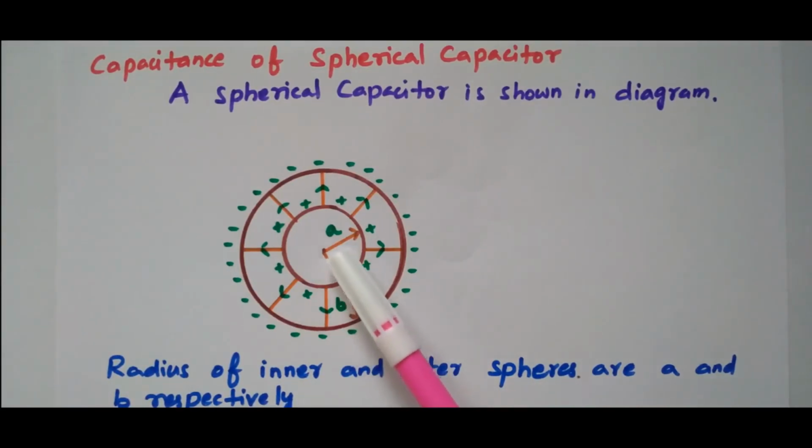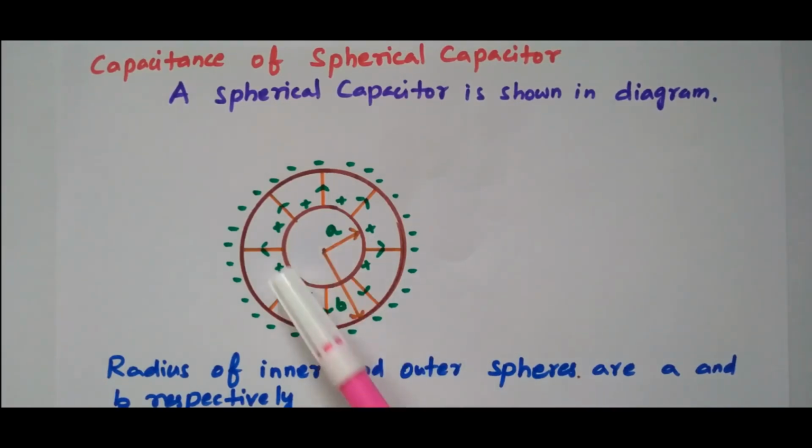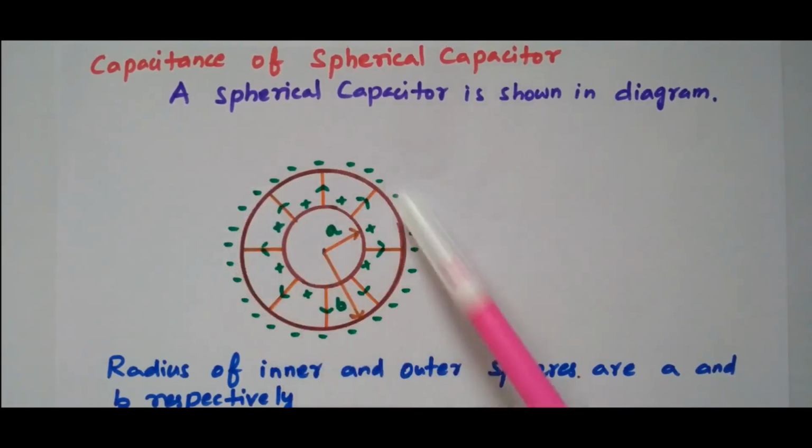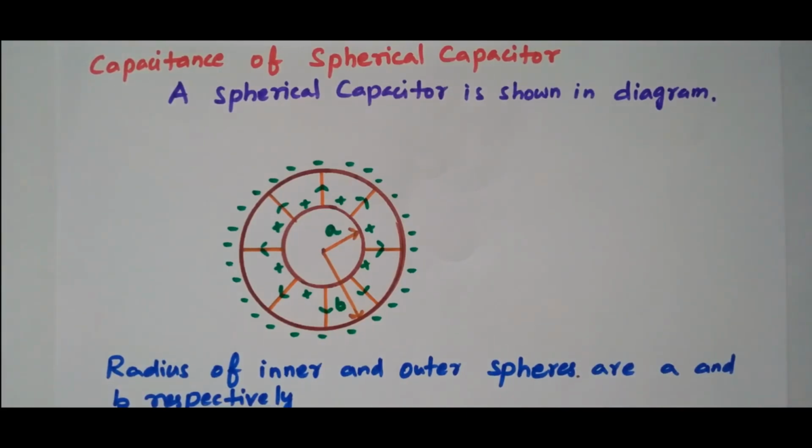The radius of the inner sphere is a meters, and the radius of the outer sphere is b meters. The positive and negative charges are accumulated. So the inner sphere and outer sphere with the dielectric in between act as a capacitor. Now we'll see the expression for the spherical capacitor.